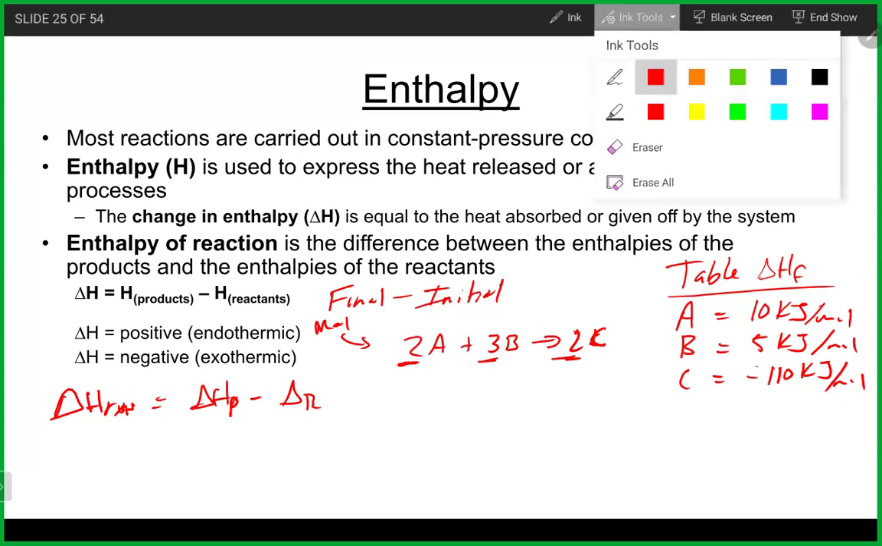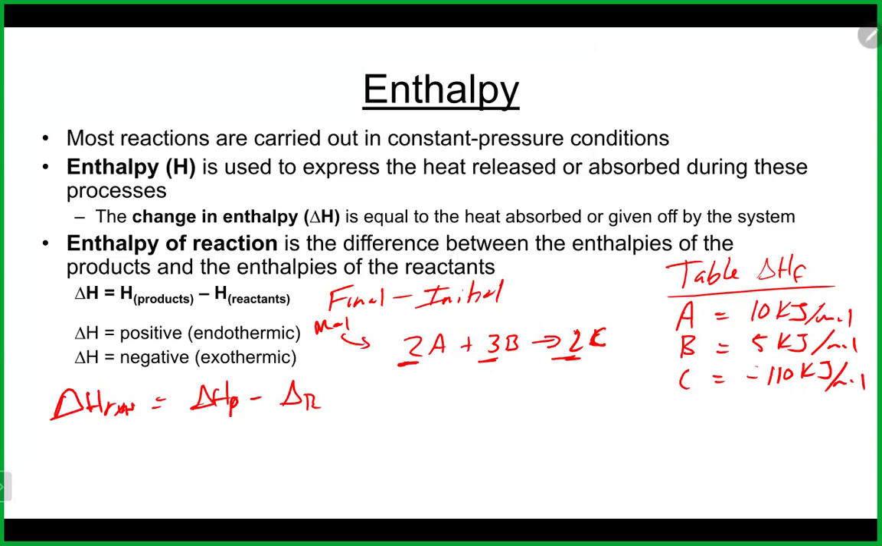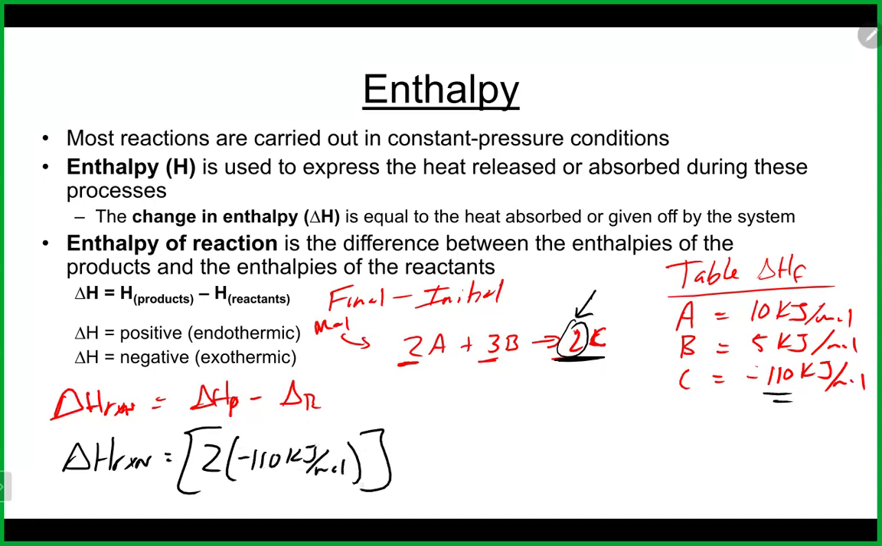So if we were going to do this calculation for this made up one, and we'll see how bad I did here, we would take our product, which is the C, and the coefficient is 2. So our delta H for this reaction would be, on our product side, 2 because of the coefficient, times the value we find in the table for C, which is minus 110 kilojoules per mole. That pretty much takes care of all of our products. We would then subtract from that all of our reactants and do the same thing. So there's a 2 here for A. So we'll take 2 times the value we find for A, which is 10.